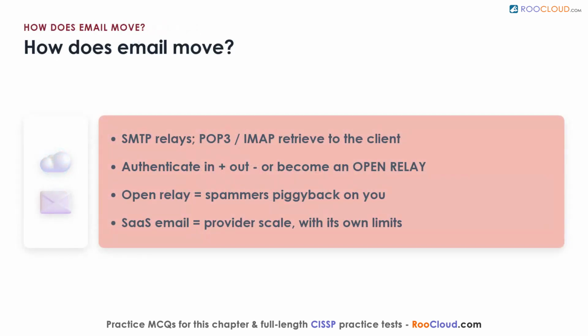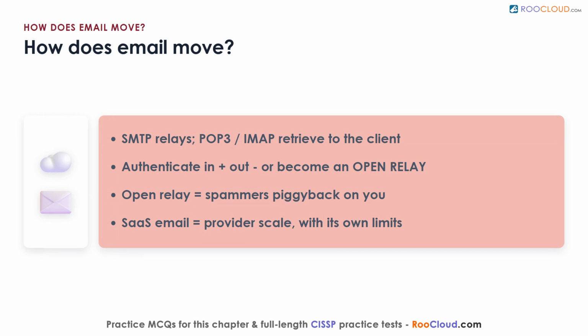How does email actually move? A few protocols carry almost all of it. Servers use the Simple Mail Transfer Protocol, or SMTP, to accept messages and relay them onward. Clients then pull mail from their inbox using either the Post Office Protocol version 3 or the Internet Message Access Protocol. When you run an SMTP server, configure strong authentication for both inbound and outbound mail, or you risk becoming an open relay. An open relay accepts and forwards mail without authenticating the sender, and spammers love it, flooding the world by piggybacking on your infrastructure.